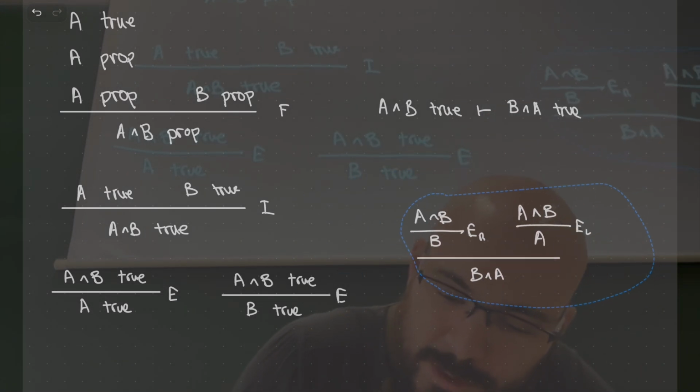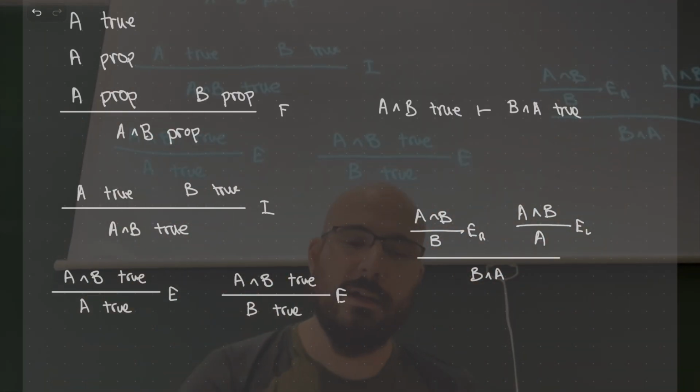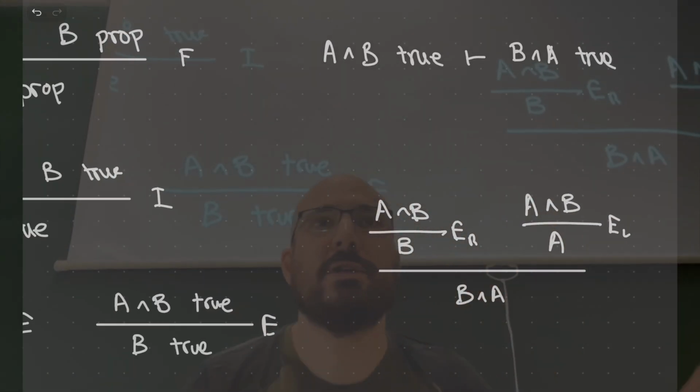This is a very simple proof, a very simple proof tree. So it's a good opportunity to discuss what's going on. Are there any questions of what's going on here?